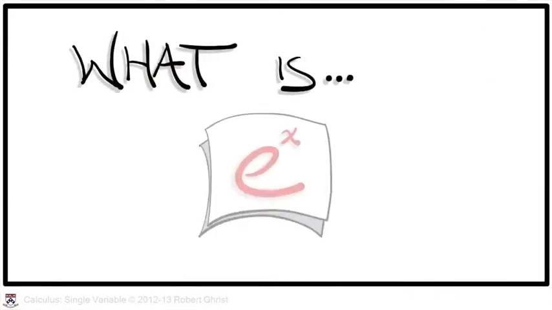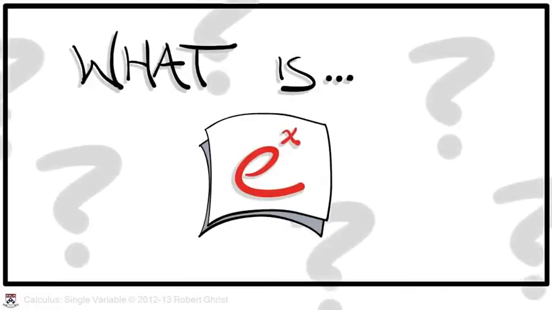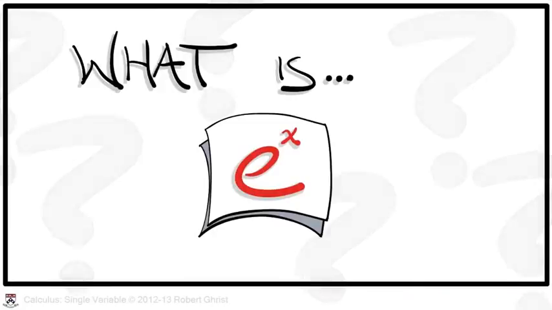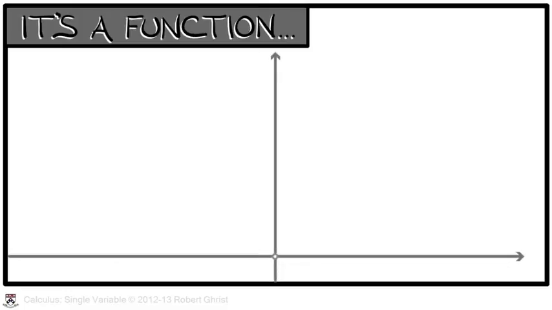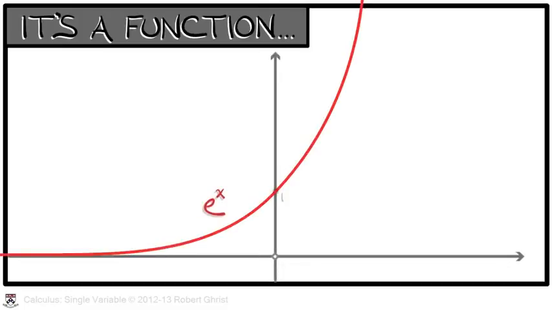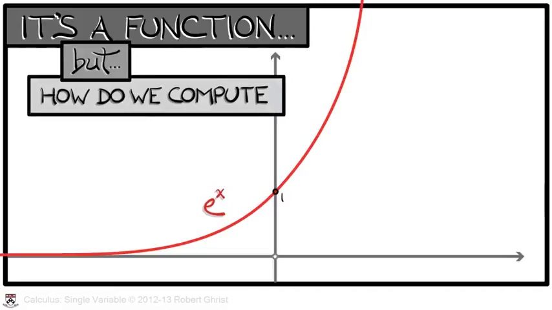basic trigonometric functions. We begin this lecture, and indeed the course, with the question, what is e to the x, the exponential function? Well, of course, it's a function. Hence, we can plot the graph of this function and consider what the output, e to the x, looks like for various inputs, x.